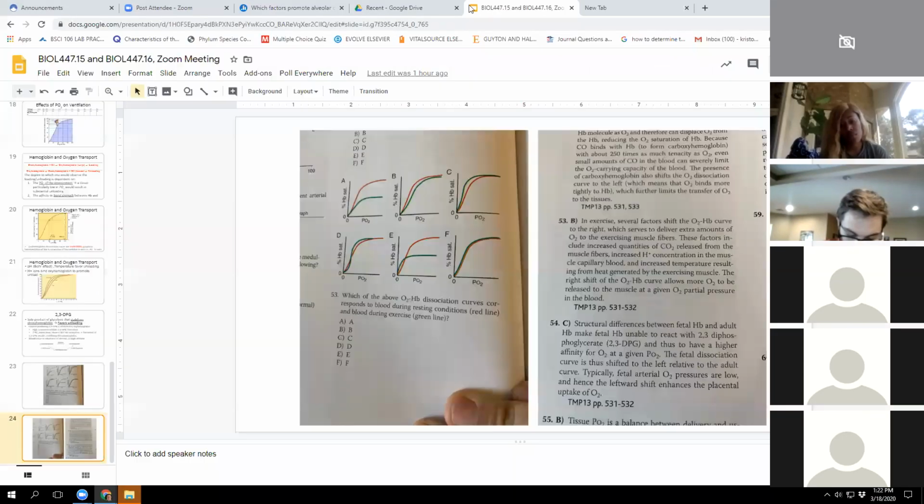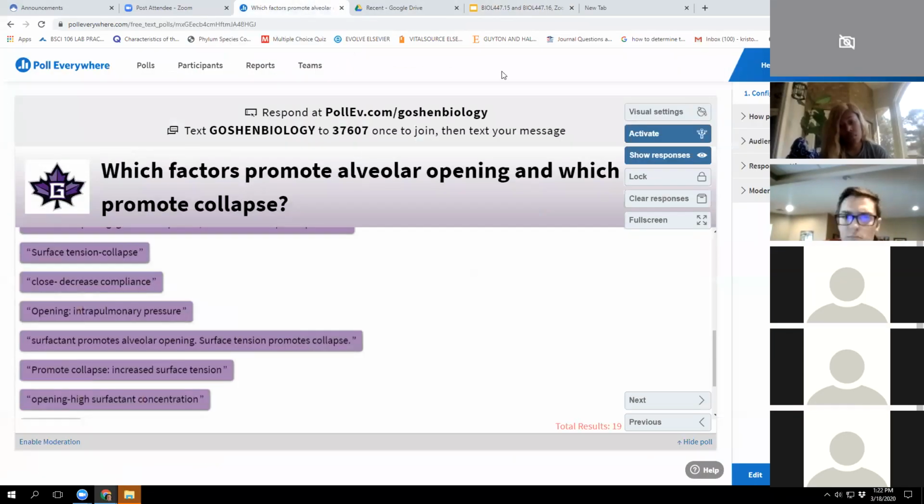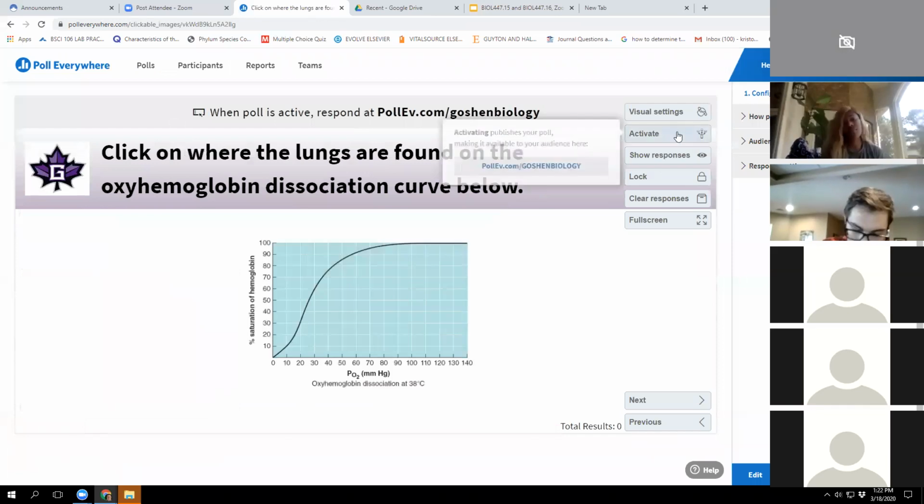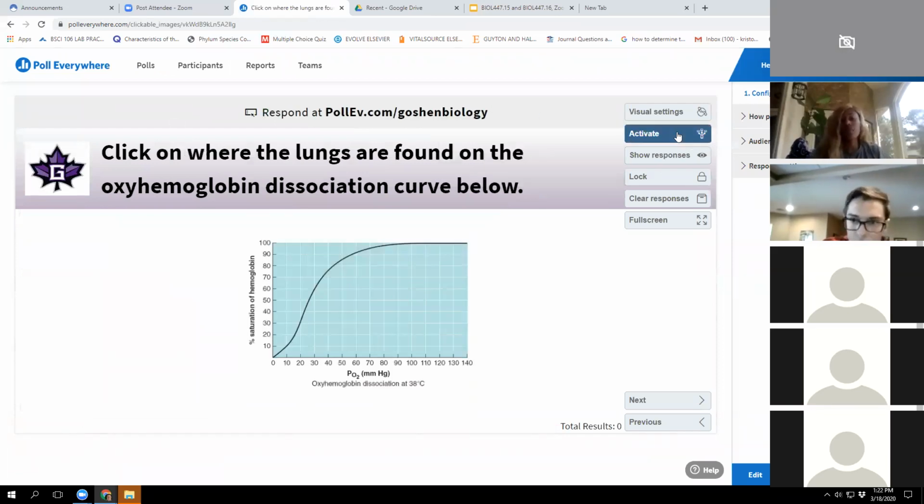Okay, let's go quickly. We're a little bit over, but for those of you who are sticking around, let's do a couple more poll questions here. So if you could go to pollev.com, and I will put up some questions for you here. And feel free to click on this question: where the lungs are found on the oxyhemoglobin dissociation curve below.